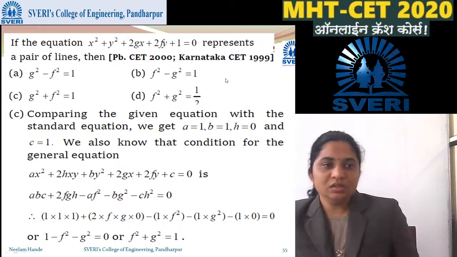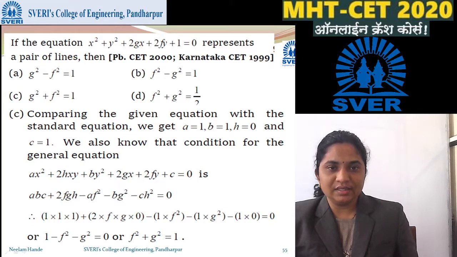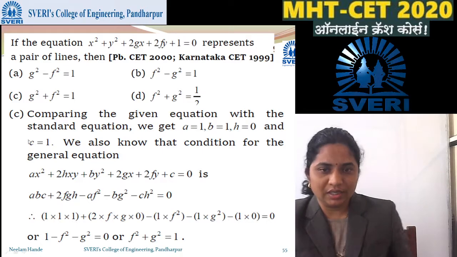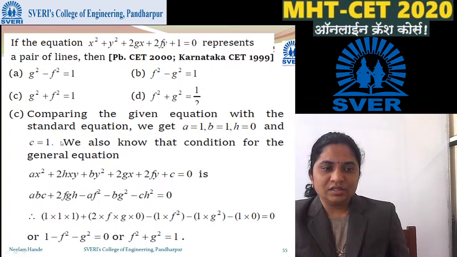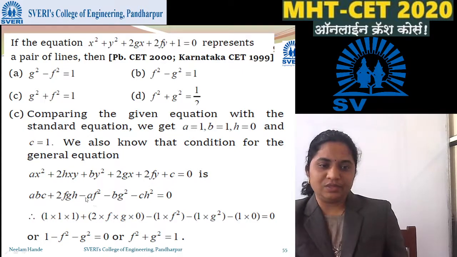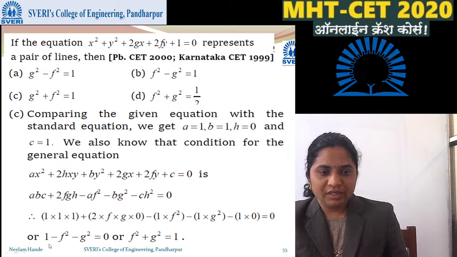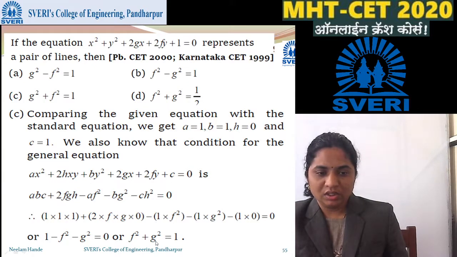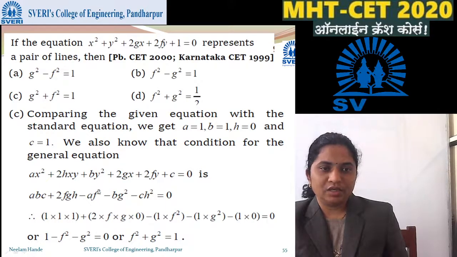Next, if one equation is given and it represents a pair of lines, then the condition is here. Comparing with the standard equation, we get the A, B, H, C values here. And this is the general equation. It is delta, we know, so we substitute it in delta: ABC plus 2FGH in this formula, and we try to solve. So we get here 1 minus this condition, that is f square plus g square is equal to 1. So the correct option is C.